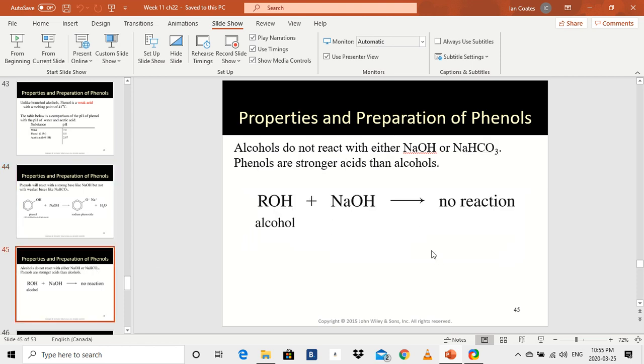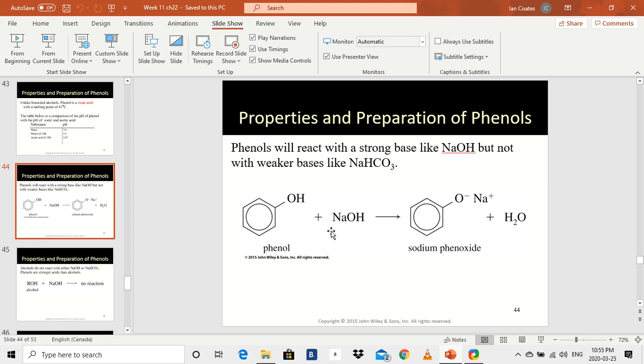Alcohols do not react with sodium hydroxide or baking soda. Phenols are stronger acids than normal alcohols. So here I've got a branched chain alcohol plus sodium hydroxide, no reaction. But going back to the previous slide, these guys here will slightly react.